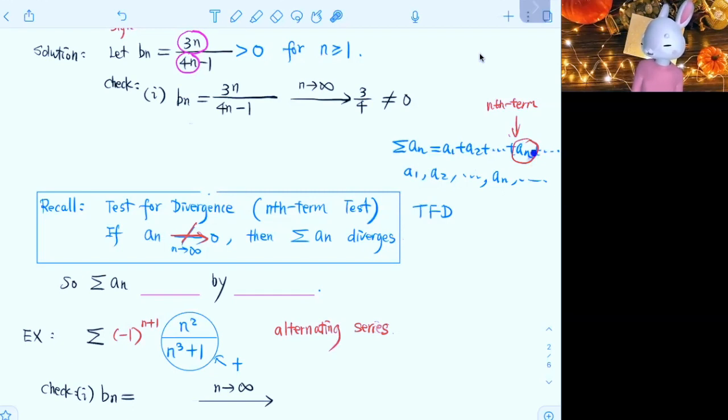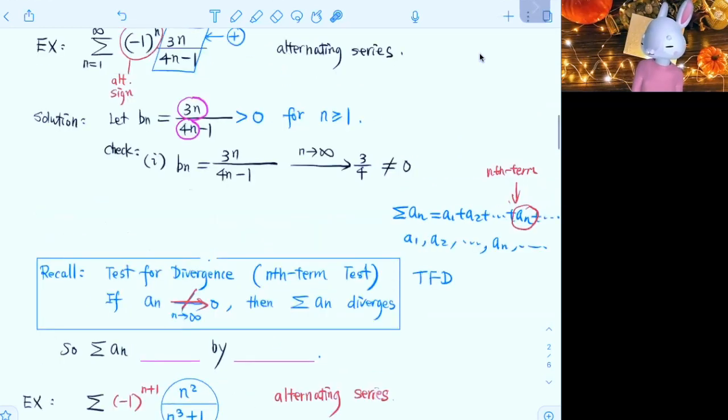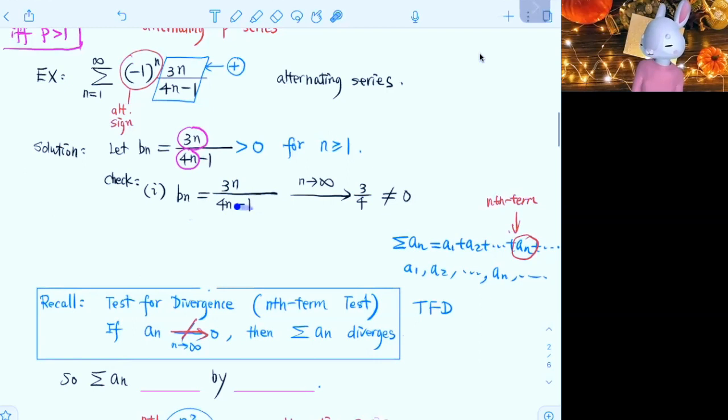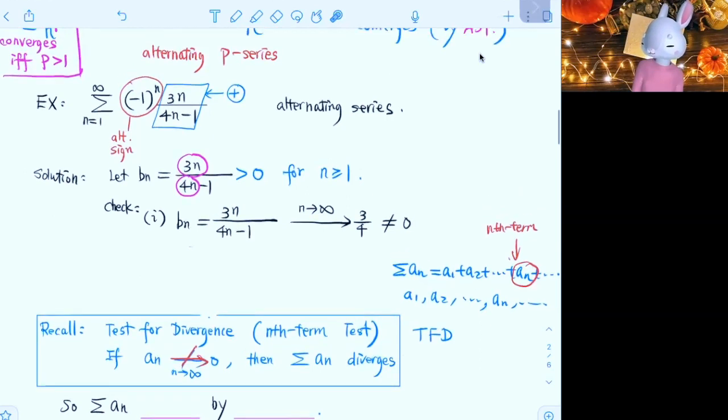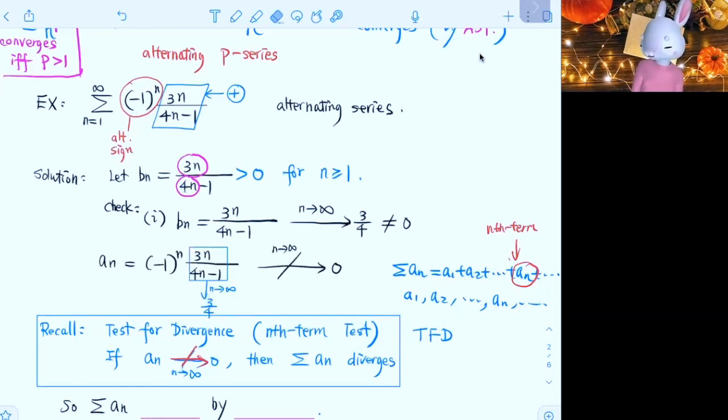So just look at the nth term. Now, this one over here is almost the nth term. The nth term of this series is actually the Bn together with the alternating sign. So let's think about an. The an of this series is the alternating sign times this Bn right there.